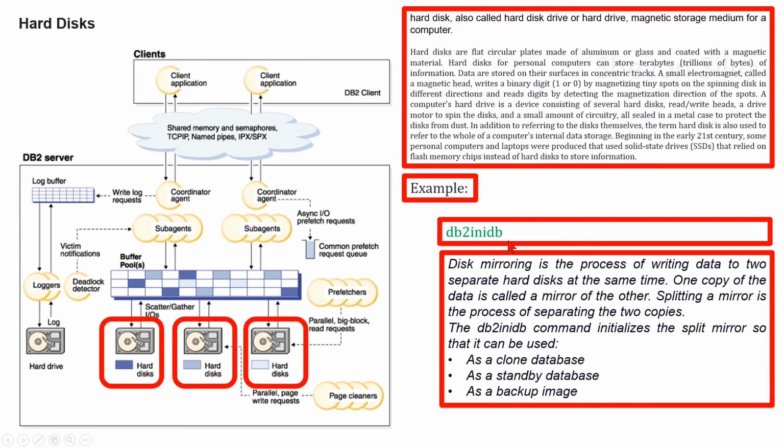As an example, we can consider db2inidb. Disk mirroring is the process of writing data to two separate hard disks at the same time. One copy of the data is called a mirror of the other. Splitting a mirror is the process of separating the two copies. The db2inidb command initializes the split mirror so that it can be used as a clone database, as a standby database, and as a backup image.